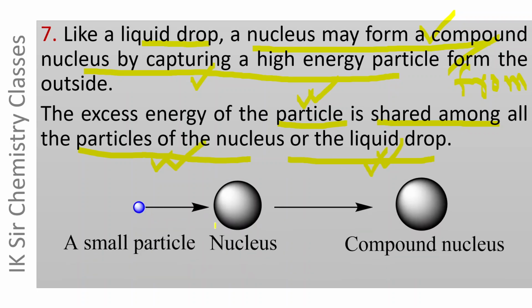Let us see. This is a small moving particle. It is being captured by the nucleus, forming a compound nucleus, and the kinetic energy of this moving small particle is distributed among all the nucleons. This is not localized. Its kinetic energy is not localized in the nucleus. It will be delocalized. It will be shared among all the nuclear particles.